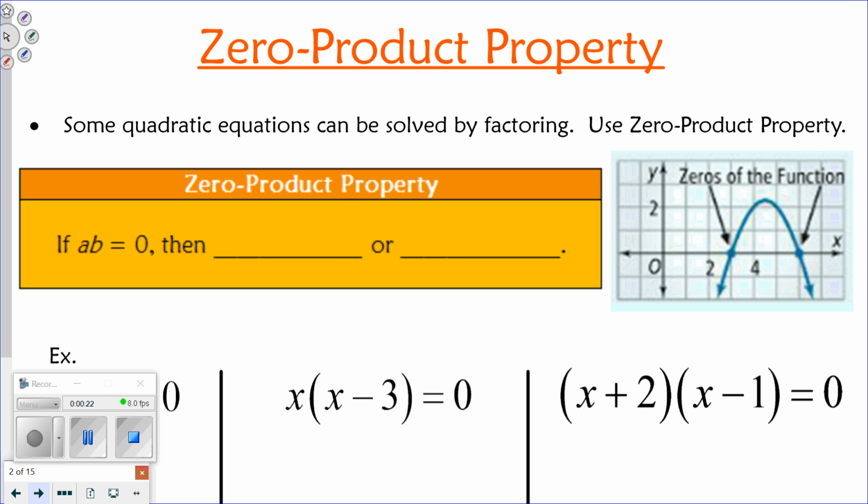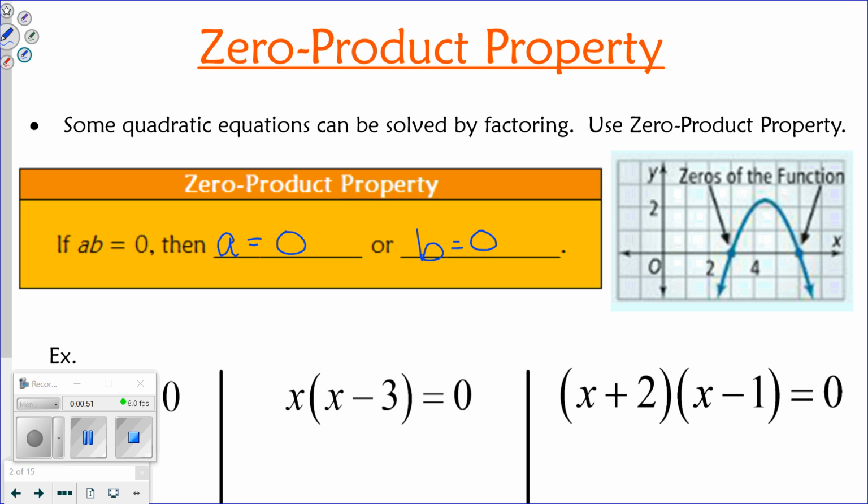What it's saying, though, is if A times B equals 0, then what do we know? What does that mean about either A or B? One of them has to be 0. Because think about how do you multiply to get 0? Then either A equals 0 or B equals 0. The only way to multiply to get 0 for an answer is one of them has to be 0.